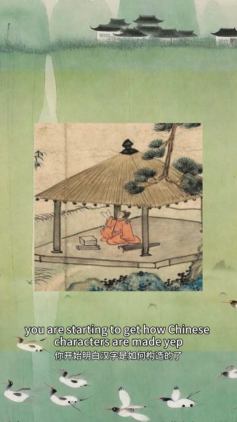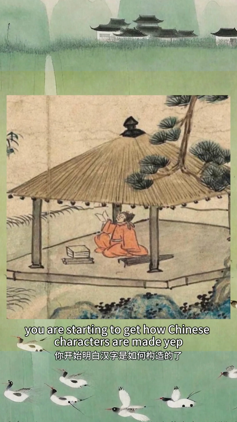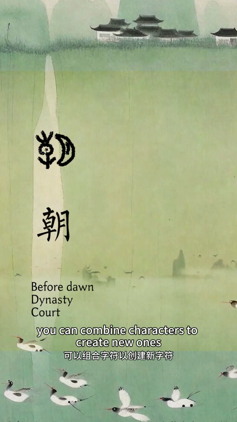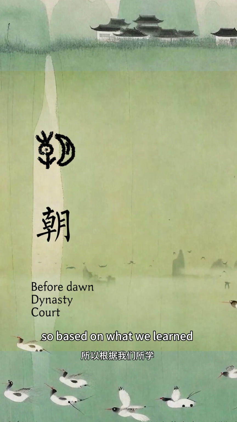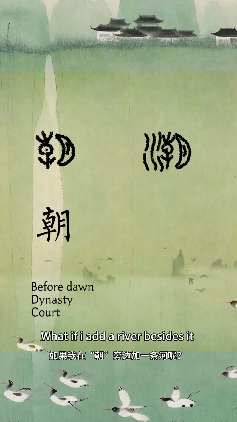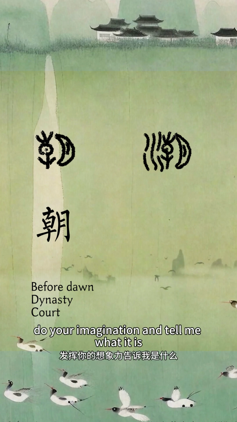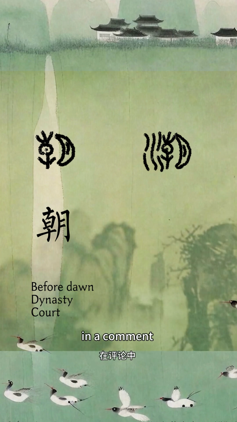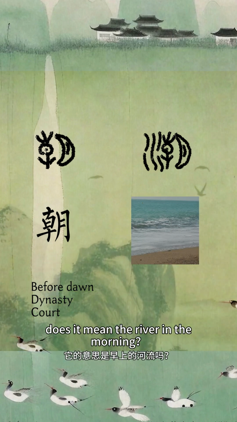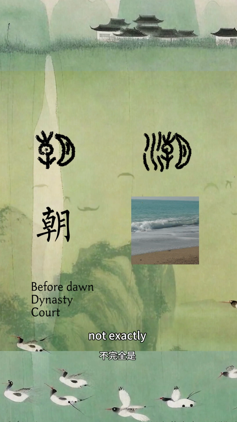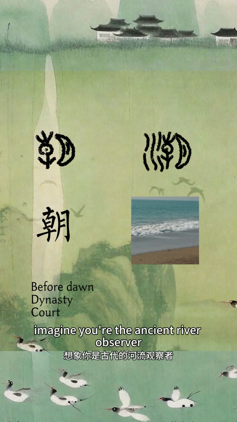By now, I bet you are starting to get how Chinese characters are made. Yep, you can combine characters to create new ones. So based on what we learned, what if I add a river beside it? Okay, use your imagination and tell me what it is in a comment. Does it mean the river in the morning? Well, not exactly. Imagine you're an ancient river observer.